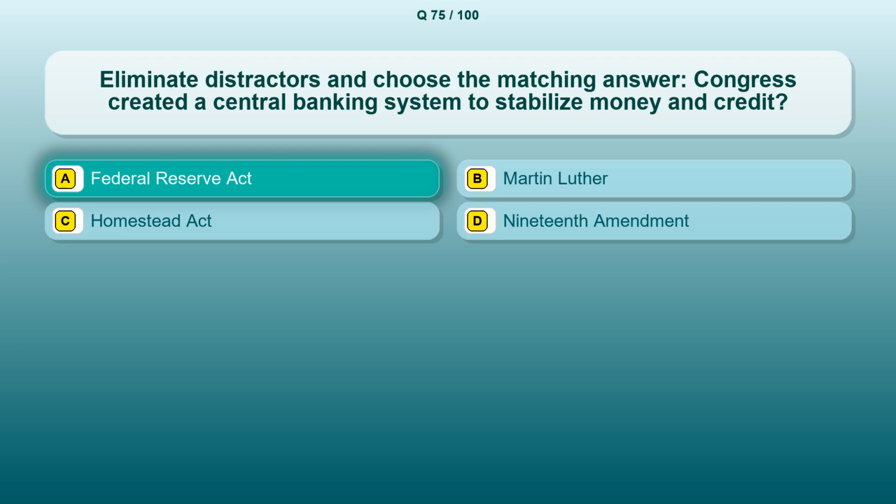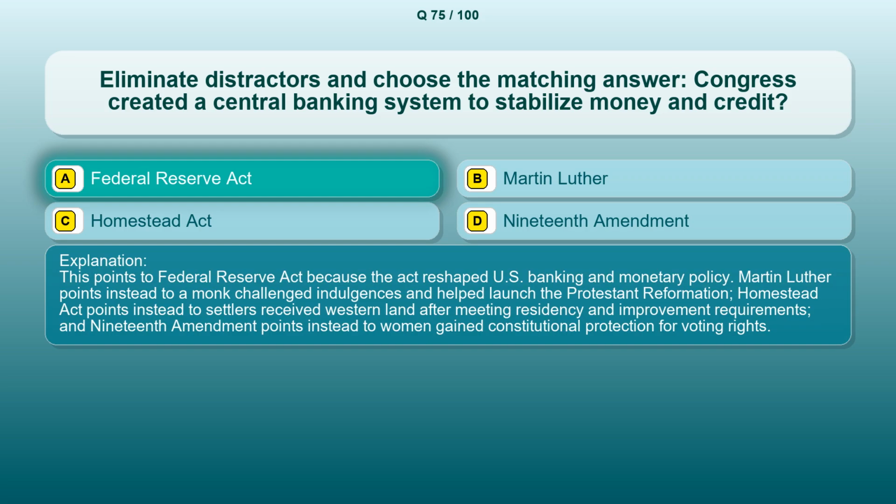The correct answer is option A, Federal Reserve Act. This points to Federal Reserve Act because the act reshaped U.S. banking and monetary policy. Martin Luther points instead to a monk who challenged indulgences and helped launch the Protestant Reformation. Homestead Act points instead to settlers received Western land after meeting residency and improvement requirements, and 19th Amendment points instead to women gained constitutional protection for voting rights.